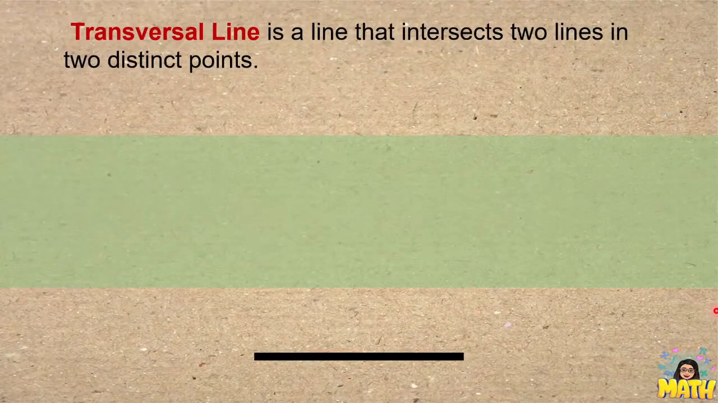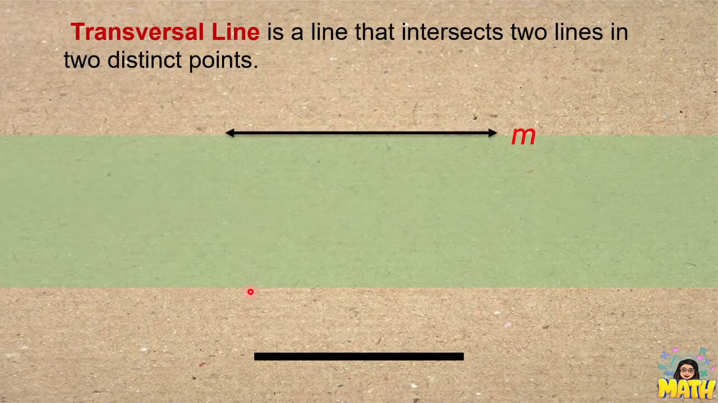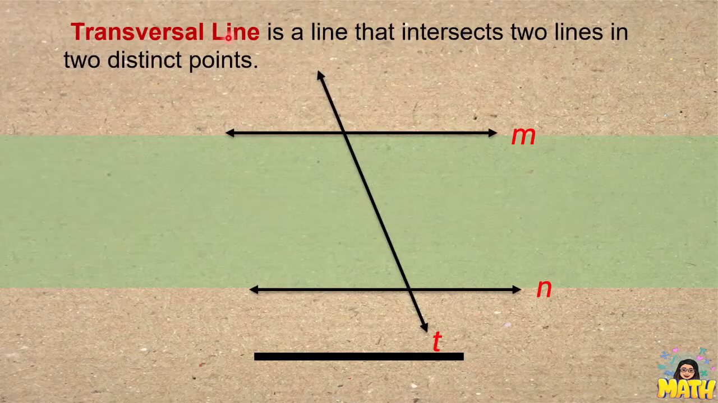At ito ang tinatawag nating transversal line. It is a line that intersects two lines in two distinct points. So let's show some figures. We have line M parallel to line N, and we will draw another line which is line T, which represents the transversal line. Sabi nga, it is a line that intersects two lines, line M and line N, at two distinct points. So narito yung dalawang points kung saan niya in-intersect yung parallel lines.